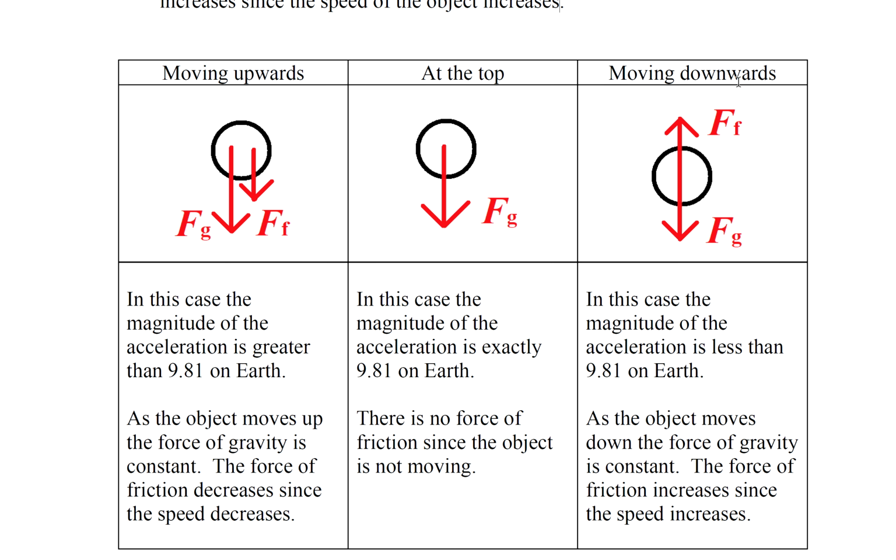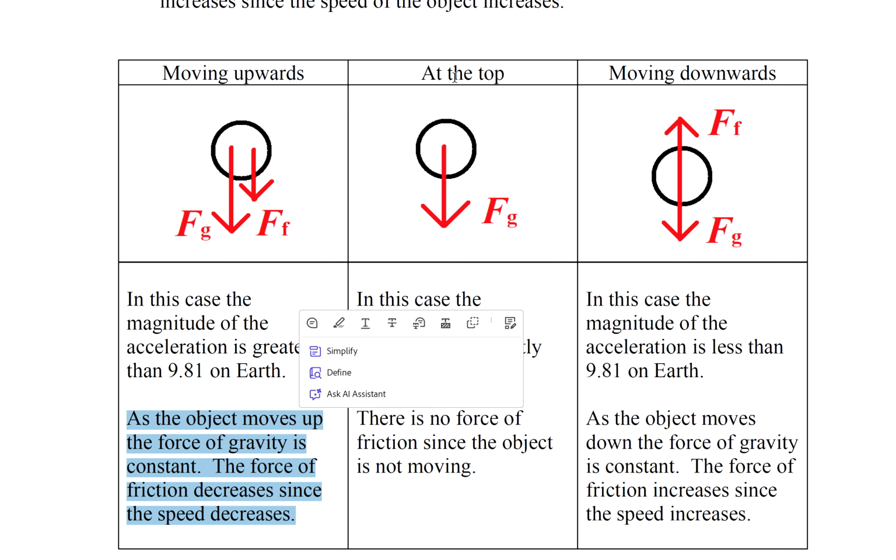So hopefully these images will make more sense. When we throw an object upwards, and it's moving upwards, force of gravity and force of friction point down. So in this case, the magnitude of acceleration is greater than 9.81 meters per second squared. And as the object moves up, the force of gravity is constant. The force of friction decreases since the speed decreases.